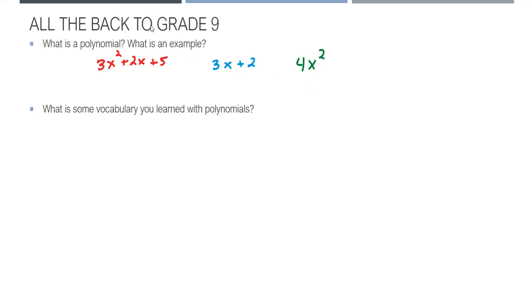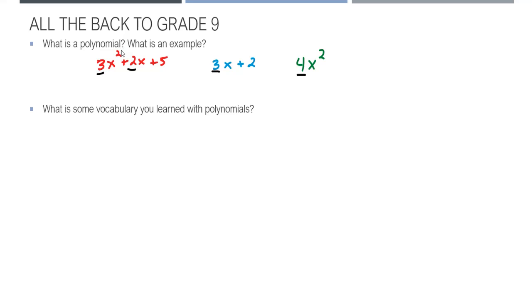Now, if there's more than 3 terms, it's just a polynomial. And all of these are polynomials. We just don't have a specific name for anything with more than 3 terms. So then what is some vocabulary you've learned in the past? Well, our 3, 2, this 3 here, this 4, anything in front of these variables, those are our coefficients.